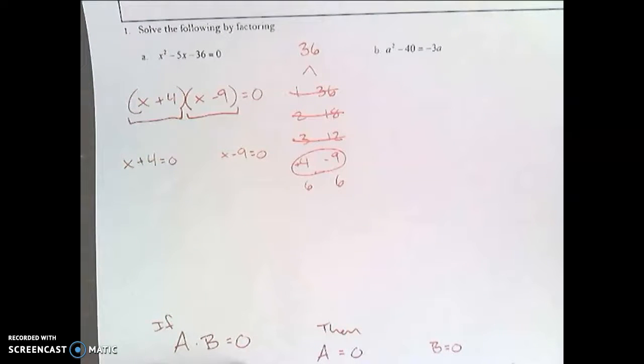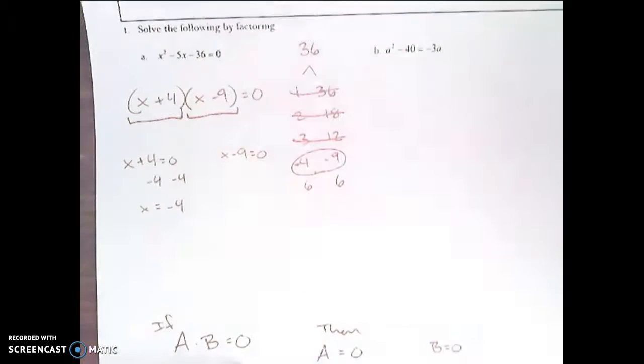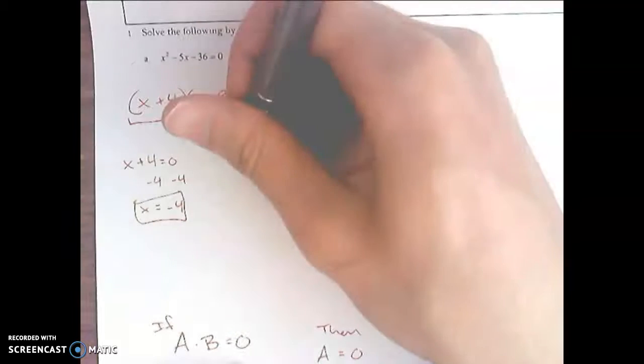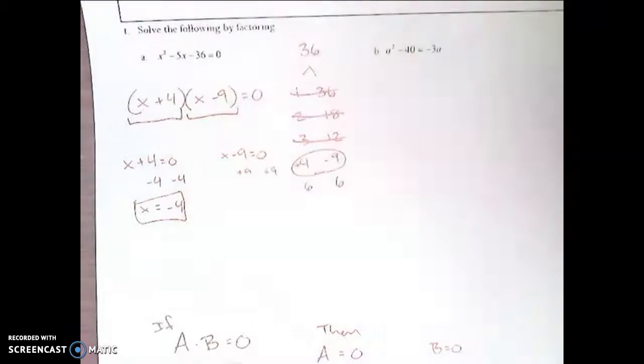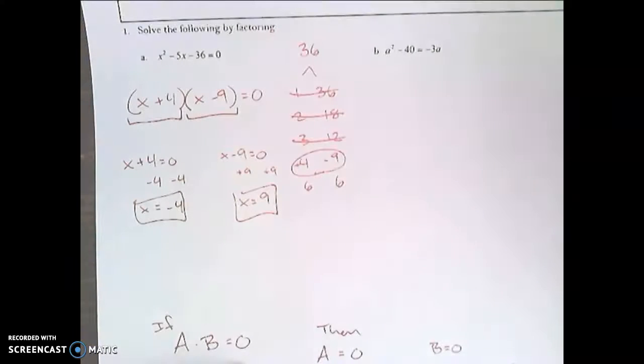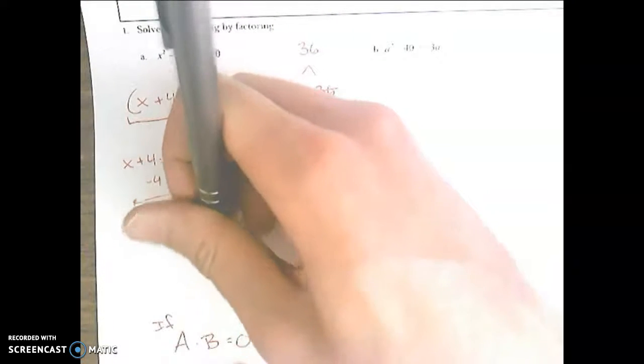And we can solve both of these equations. So here we have x plus 4. To get x by itself, we have to subtract 4, and we have x equals negative 4. For the other equation, we have x minus 9. In order to get x by itself, we add 9 to both sides, so we have x equals positive 9. So we have x equals negative 4 and x equals 9. We have two solutions.